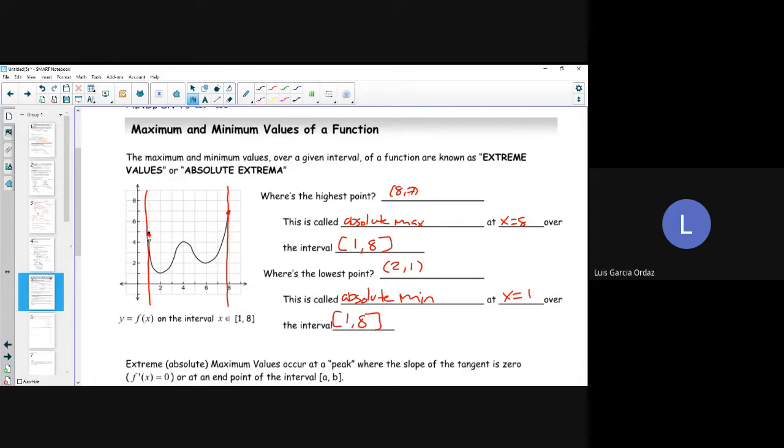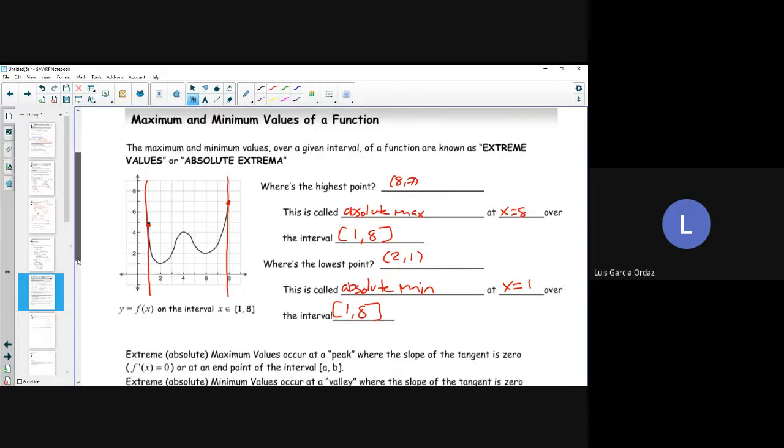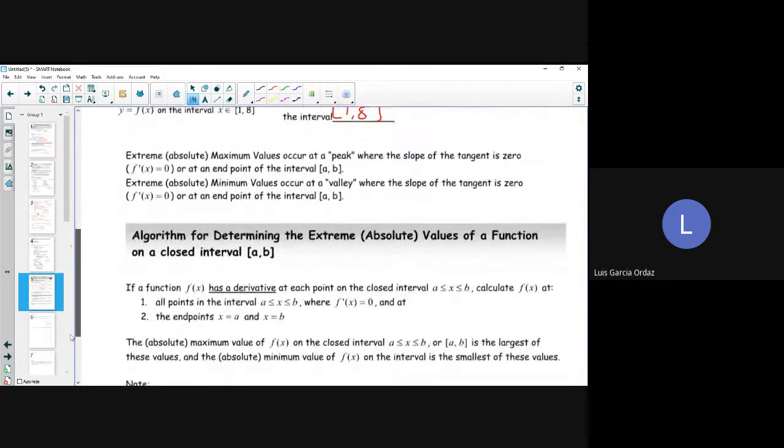So an extreme or an absolute max value occurs at a peak where the slope of the tangent is 0, so f prime of x is equal to 0, or at the endpoint of an interval [a, b]. So if we have restrictions on the interval, the absolute max will most likely be at the end of it, because as you can see in this curve, it comes down, then goes up, comes down again, then goes up, and finishes off at the maximum. That is dependent on how the graph is drawn.